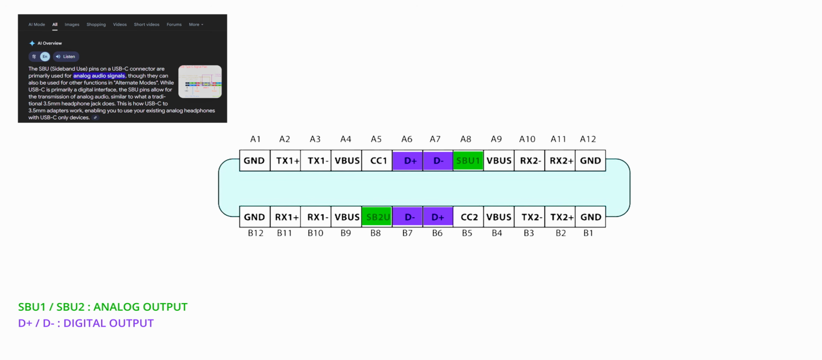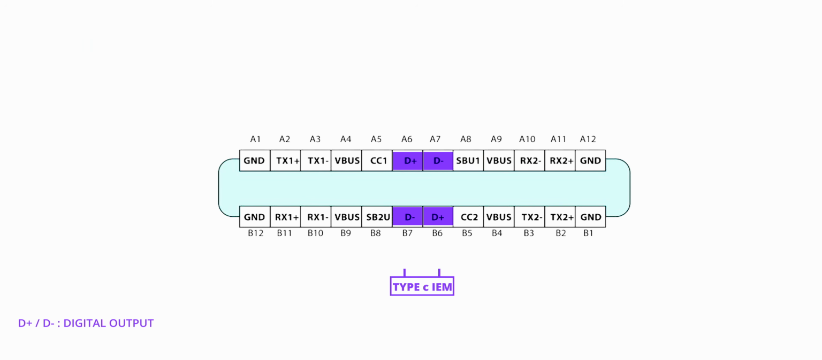So let's say you're connecting an IEM with a built-in DAC. Those IEMs will be connecting by default on the D+ and D-, and if you are using an adapter, that will be connecting on your SBU1 and SBU2. Also, some people are of the opinion that every Type-C IEM has a built-in DAC chip inside. This is definitely not the case.